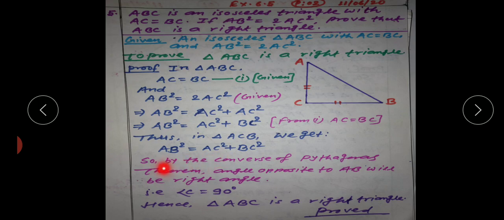So right here, by the converse of Pythagoras theorem, the angle opposite to side AB in this triangle will be equal to a right angle. The angle opposite to this side AB is angle C, so angle C is equal to 90 degrees, and then one of the angles of this triangle has become equal to 90 degrees. So this triangle ABC is a right triangle. Okay.